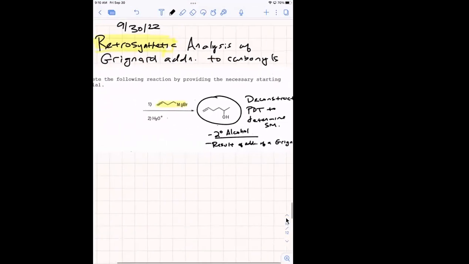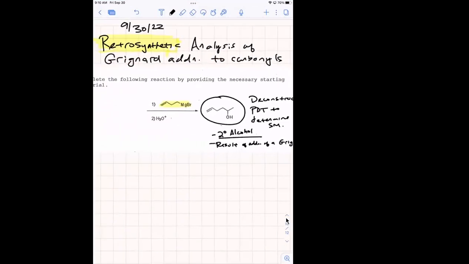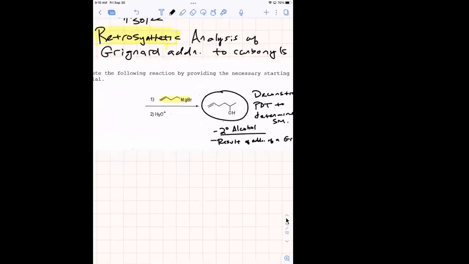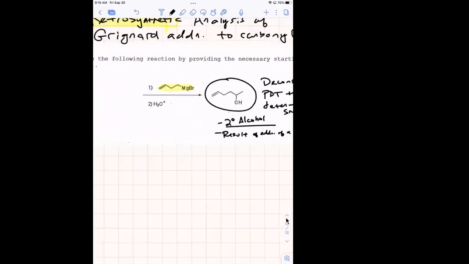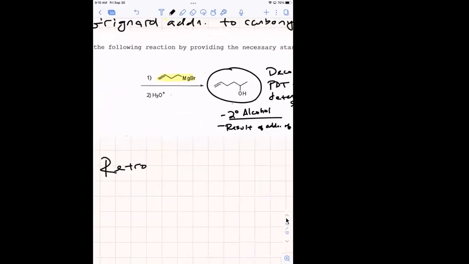All right, so how do we do this, right? I sent you a video to watch because the retrosynthesis part is not really talked about in the chapter, at least not in detail. But there's a method that I've developed to help us to understand this. All right, so we're going to take our alcohol, start with that.